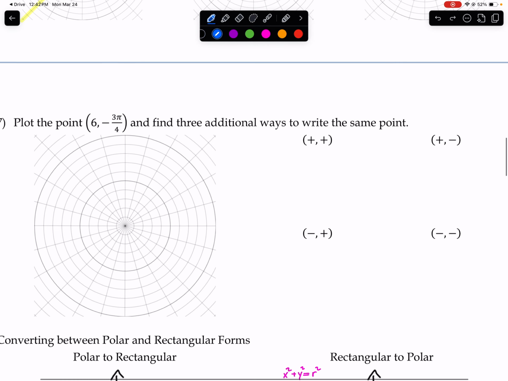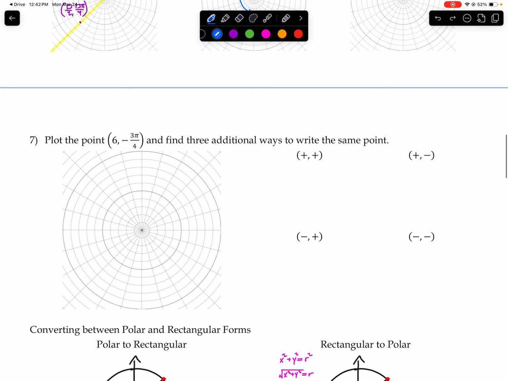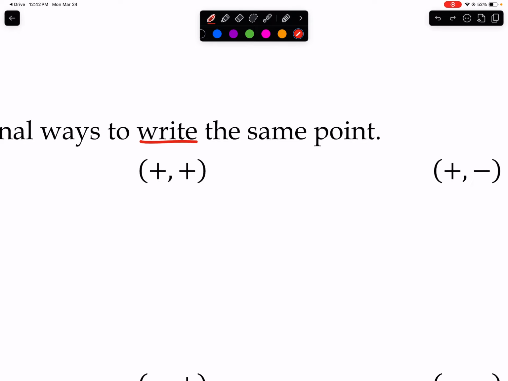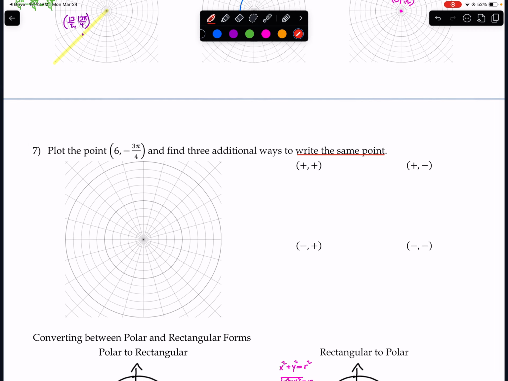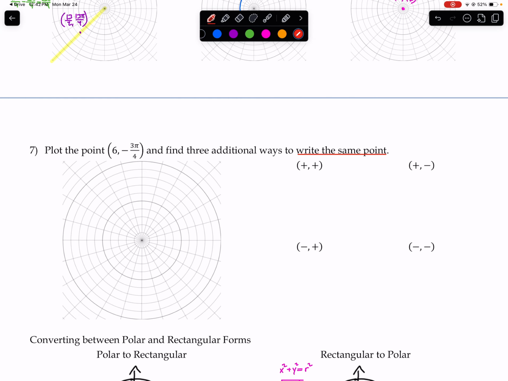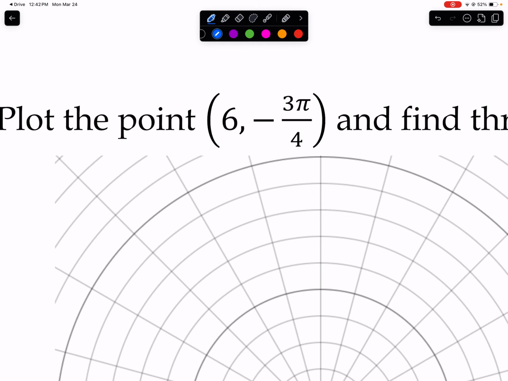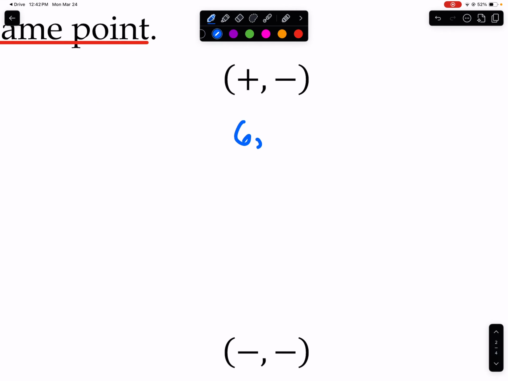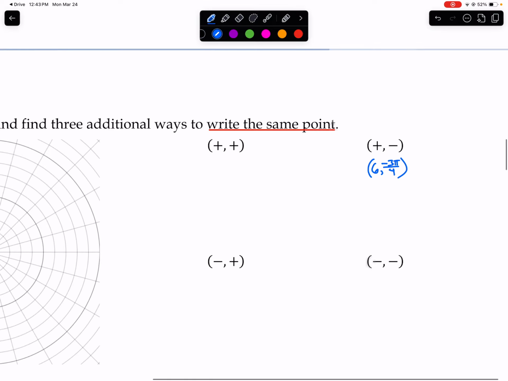Now, moving on, this is kind of applying what we just did. So we're going to plot the point 6 comma negative 3 pi over 4, and you want to find 3 additional ways to write the same point. Now, keep in mind, we're saying you're going to write the same point. So every different way that we write it is going to represent the same value. So what I'm going to do first is I want to look at the coordinate that they are giving us. So we have positive 6 comma negative 3 pi over 4. So we're given the positive negative value. So that means over here, 6 comma negative 3 pi over 4, this is given to us. So I need to find the other 3.